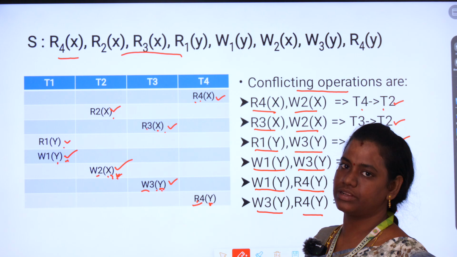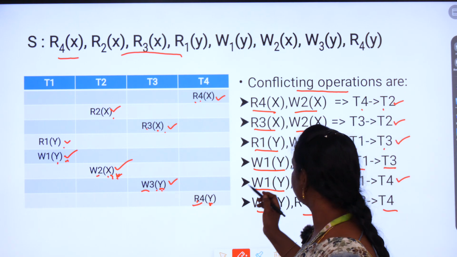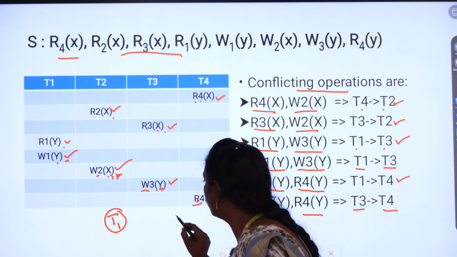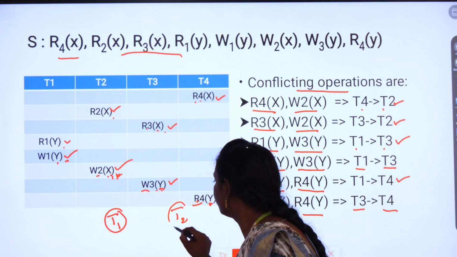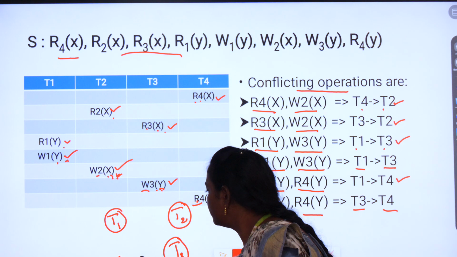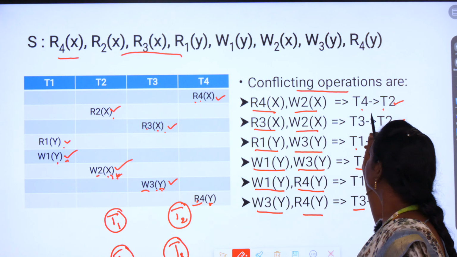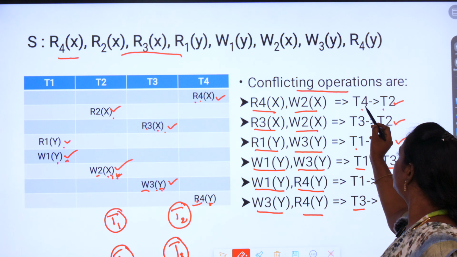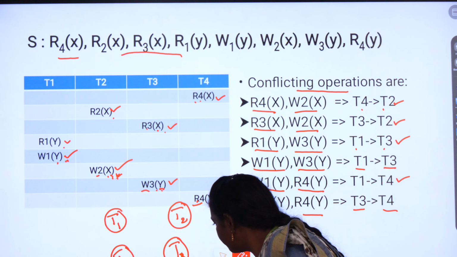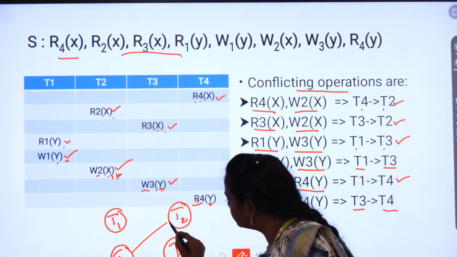Next we need to draw a precedence graph for this. To draw the precedence graph, the total number of transactions here is 4. So T1, T2 and then T3, next is T4. This is your total number of transactions. So first, there is an edge from T4 to T2. We need to draw an edge from T4 to T2.